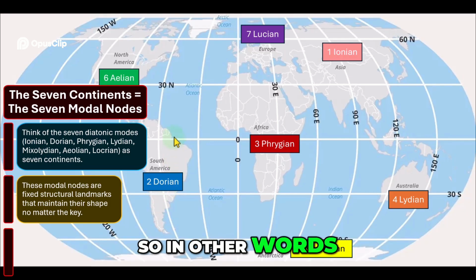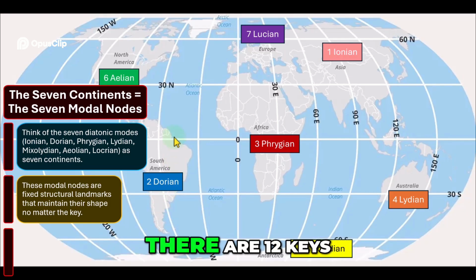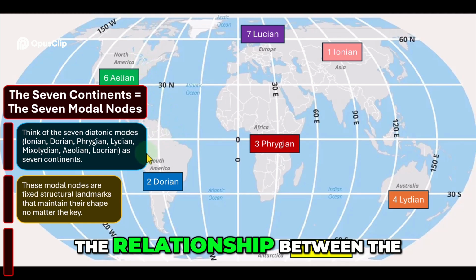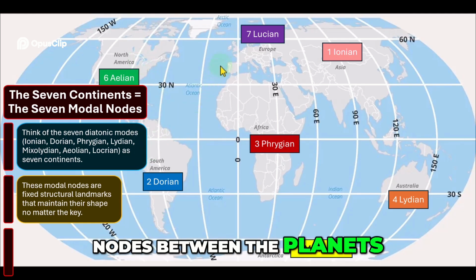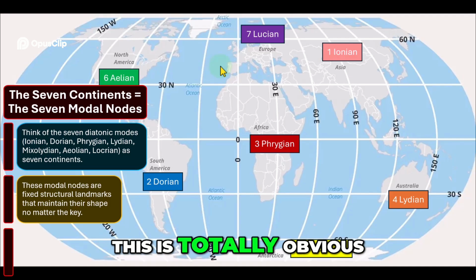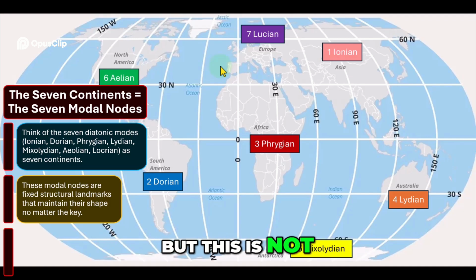So in other words, it doesn't matter what key we're playing in. There are 12 keys in Western music. Once we identify the key that we're playing in, the relationship between the nodes, between the planets, will remain the same. And this is not what you would think. This is totally obvious, but this is not what most people do.